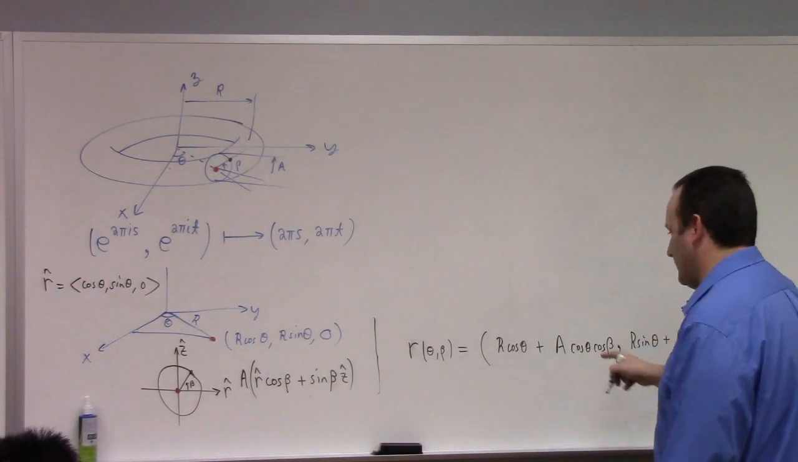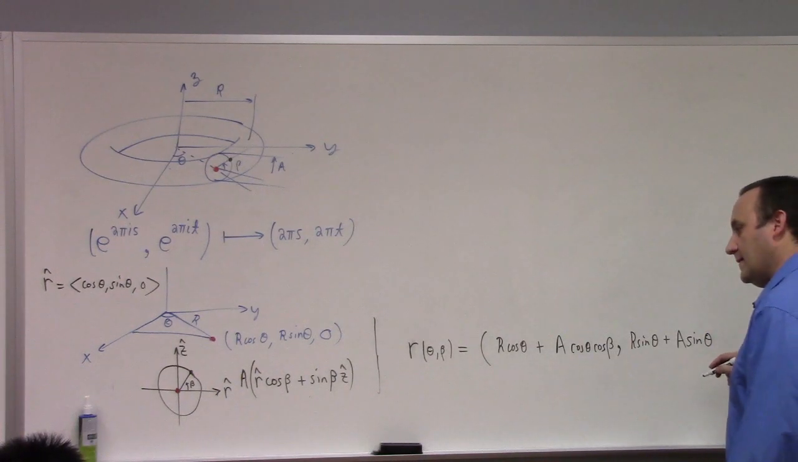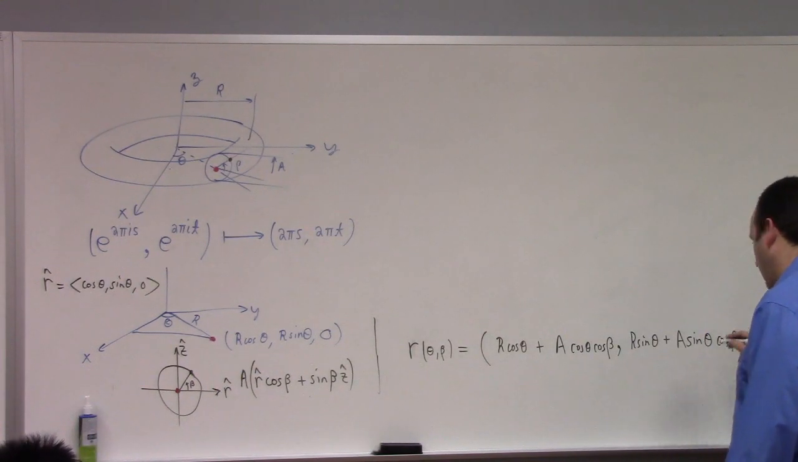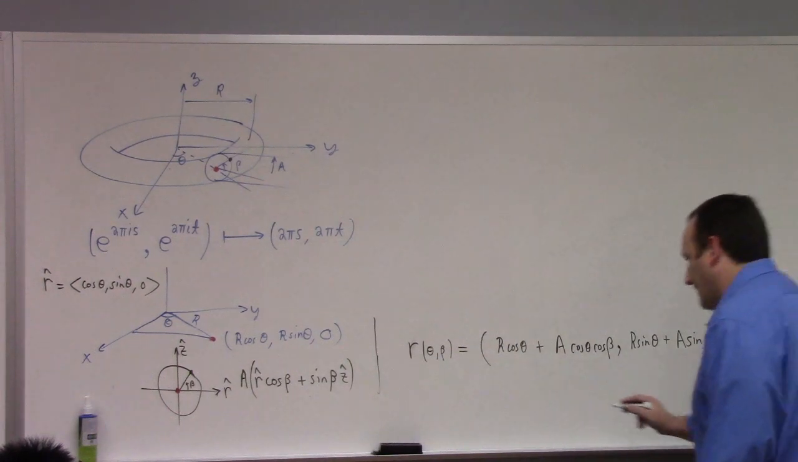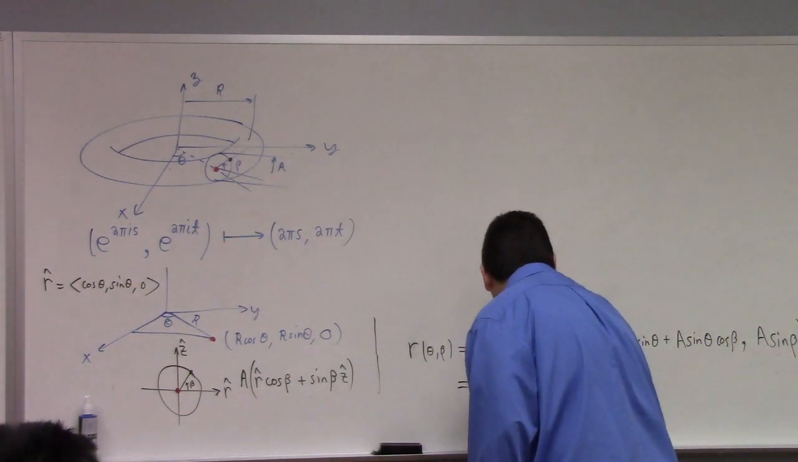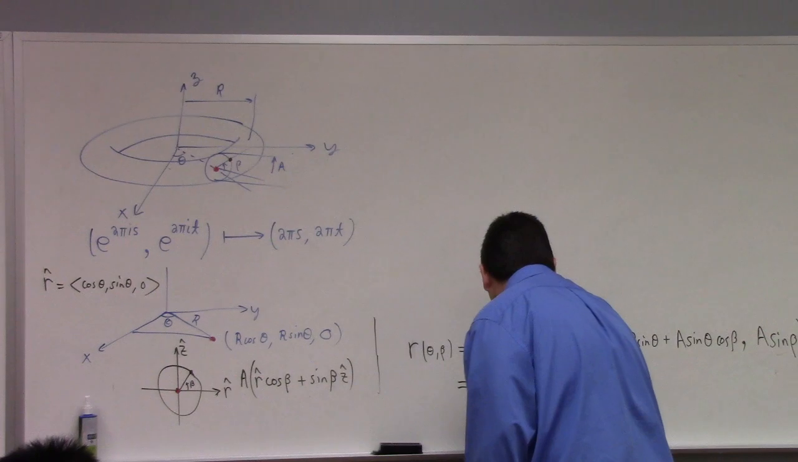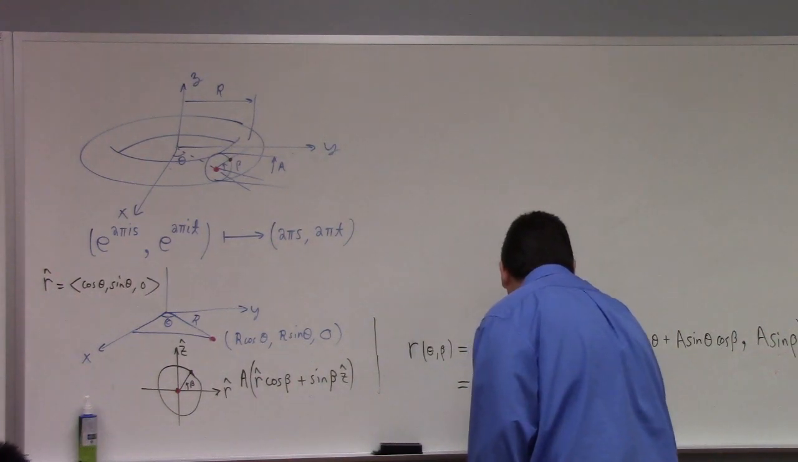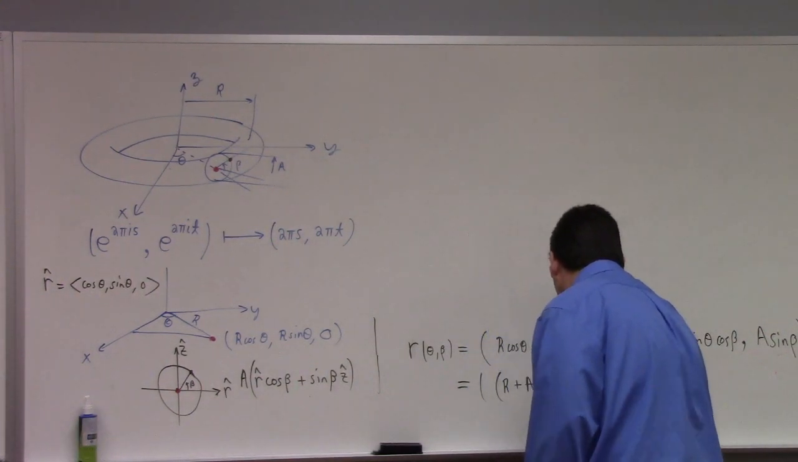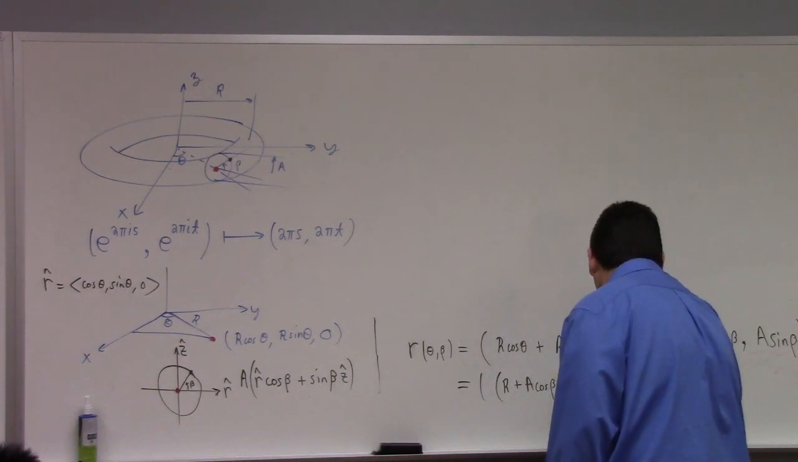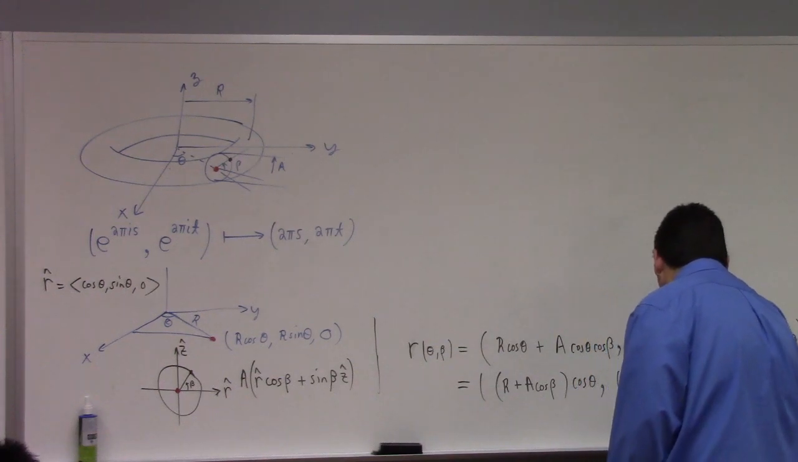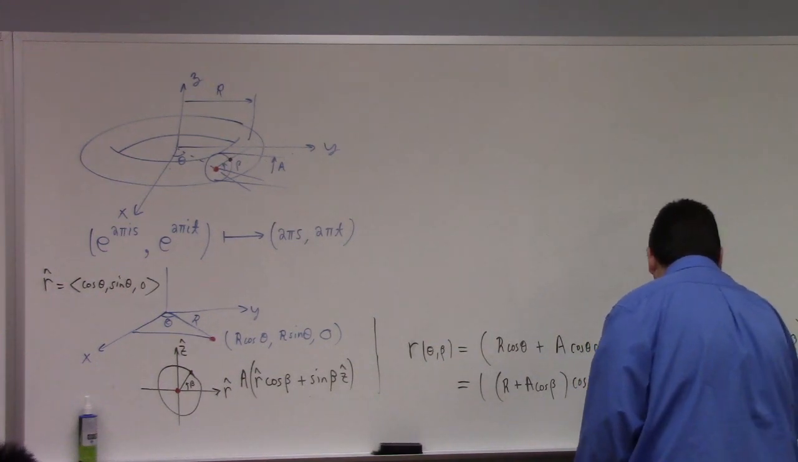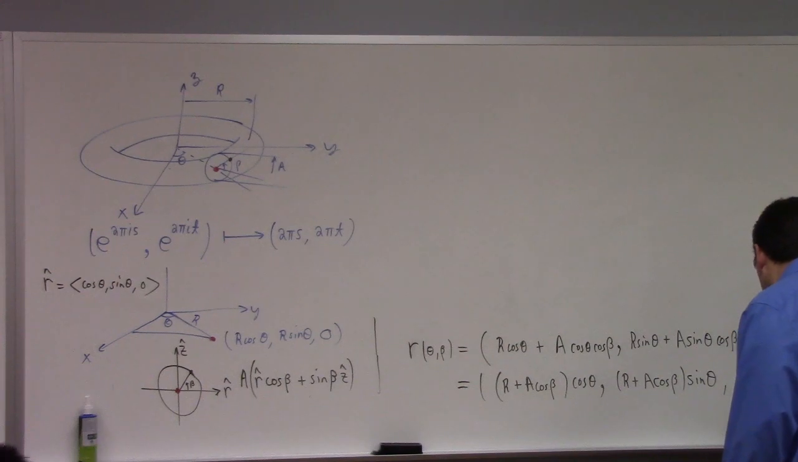I see I could have written this more elegantly, right? Cosine beta. And what's my z? A sine beta. Let me rewrite this a little bit because it bothers me. So I could rewrite this as r plus a cos beta cos theta, comma, r plus a cos beta sine theta, and then a sine beta.